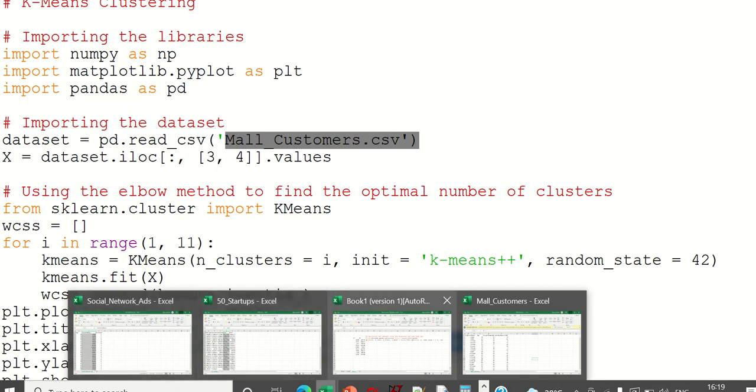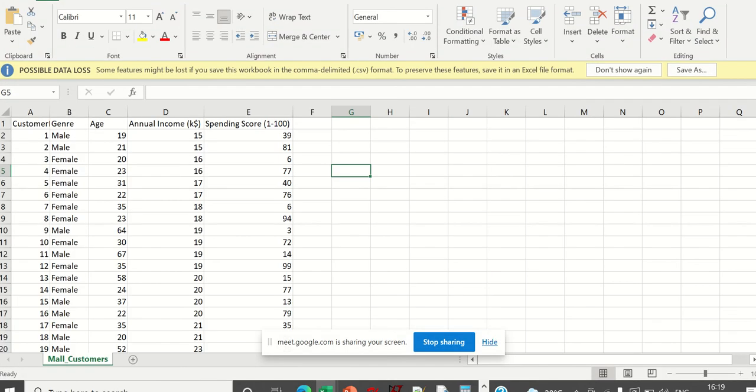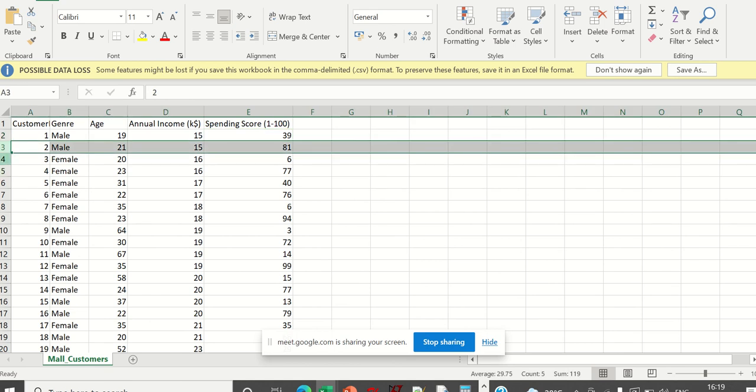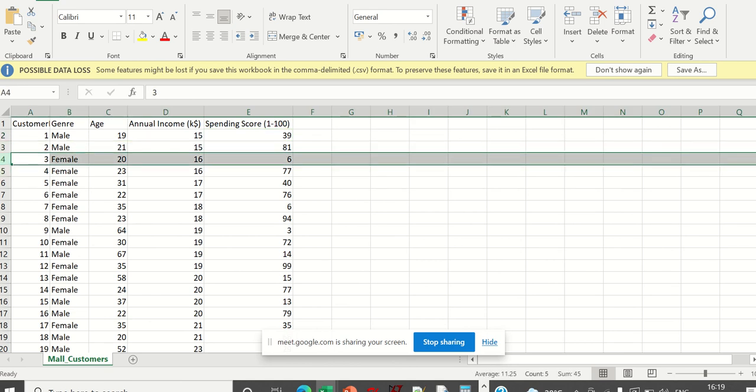Mall customers are here. So this is a score. This is customer number one. He is male, his age is 19, his salary is this. His spending rating is 39, meaning he will spend so much money. This guy will spend so much, this guy will spend so much percentage of money. This is the data set. There is nothing like output as such.